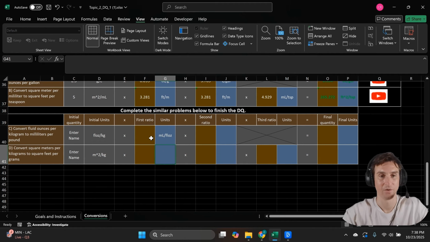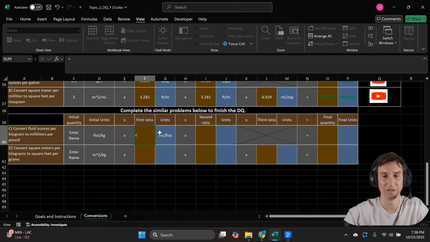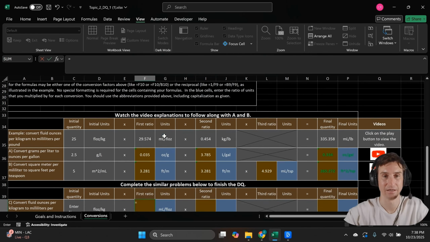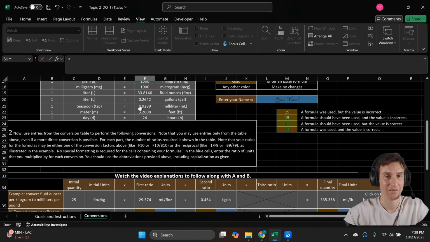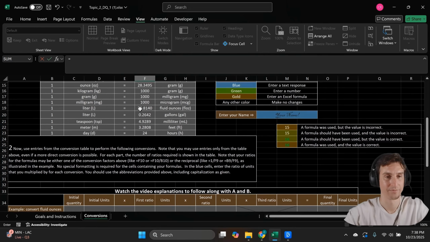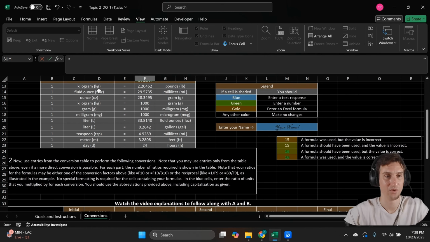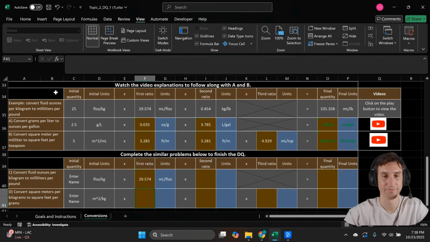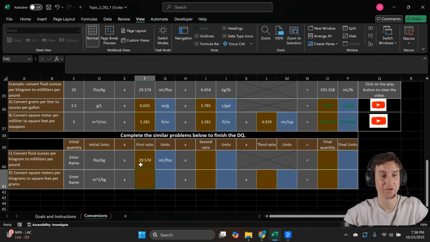Perfect. The reason why I like doing this first is because then I can look at this ratio and go up to my conversion table. So I'm going to put equals. I'm looking for milliliters first and then fluid ounces. Here in row 14, so we said milliliters first divided by fluid ounces. I know because it's divided by 1 it won't change anything, but I still want to use the chart here and cell references. Enter. Perfect. Now we have successfully converted fluid ounces over to milliliters.